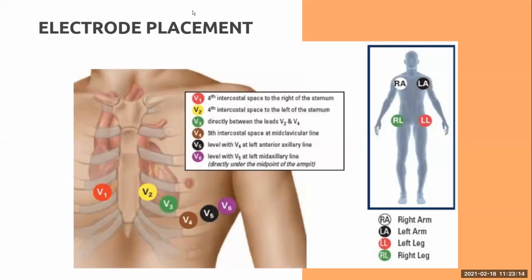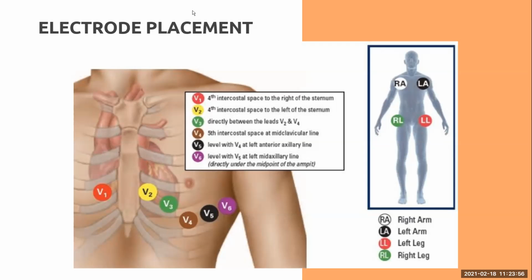Okay. So for the electrode placement for the ECG, as I said before, there will be 10 electrodes placed, 4 on the limbs and 6 on the chest. For the limb leads, we should put them on the right and left arm and also right and left leg. We must make sure that we put them on the limbs and not on the torso. For the arm, we can put it just above the wrist, and for the leg, above the ankle.